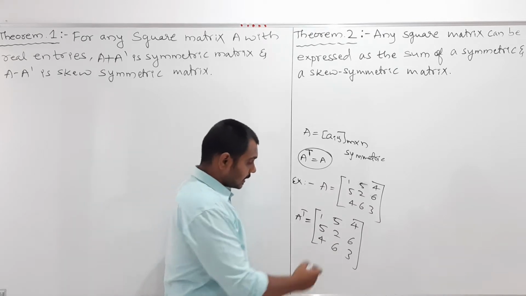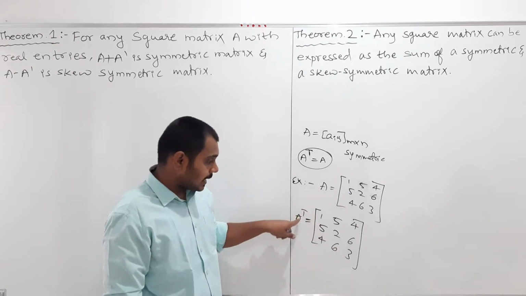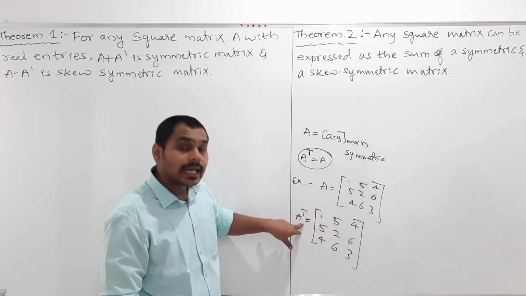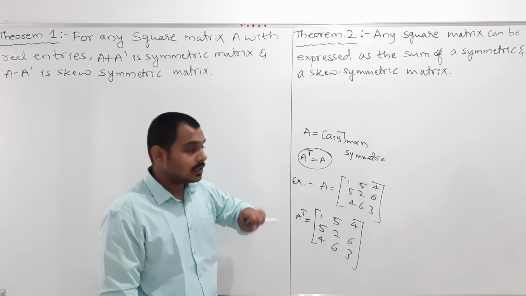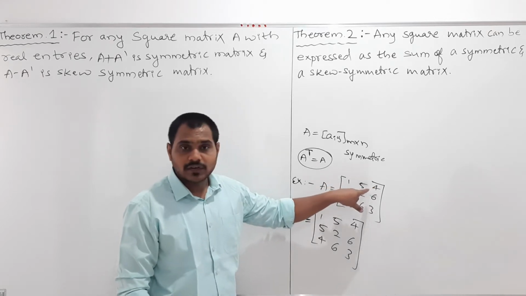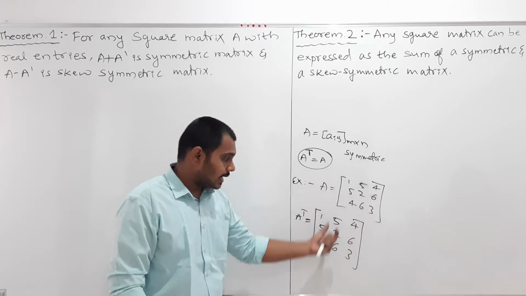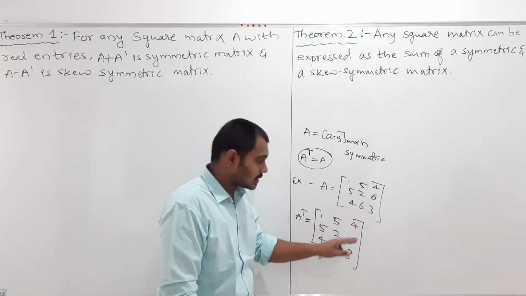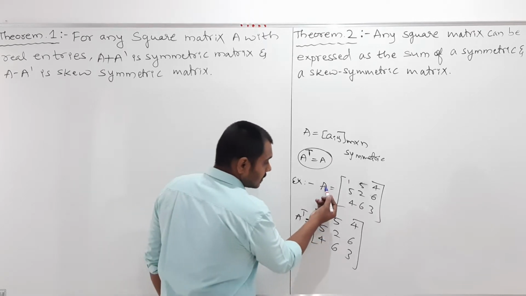Now you can observe that these two matrices are equal, both A and A transpose. This is the matrix A. Now I wrote here the A transpose, and we know that A transpose can be written by interchanging the rows into columns. Here the first row 1, 5, 4 I am writing as a column 1, 5, 4. The second row 5, 2, 6 I wrote as a column 5, 2, 6. Next 4, 6, 3. The third row I wrote column-wise. So you can observe this is the matrix A.